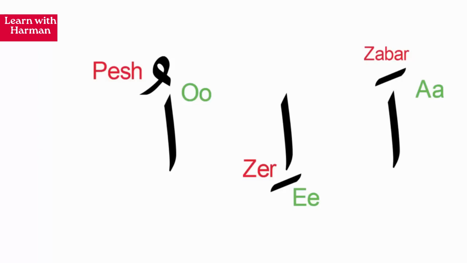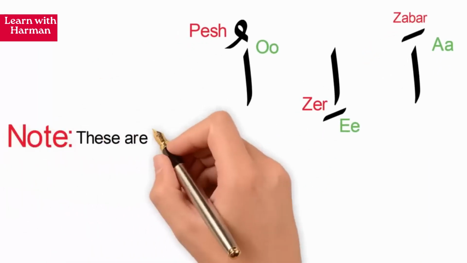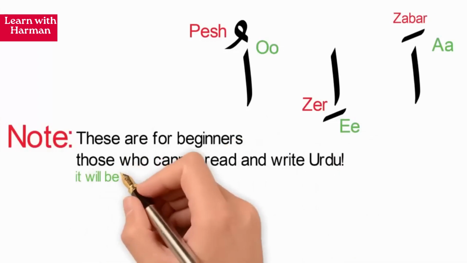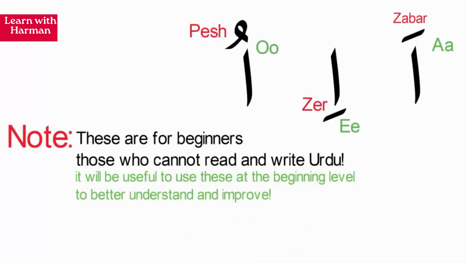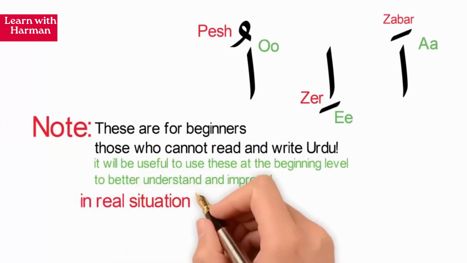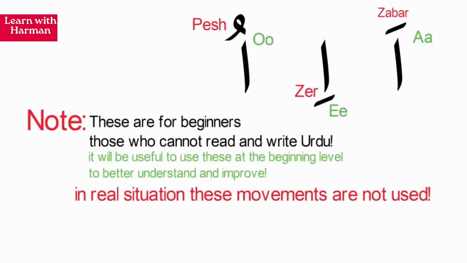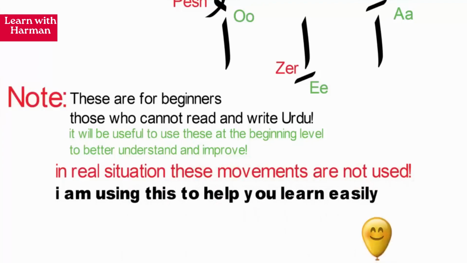Note, this is only for beginners, and for those who cannot read Urdu sentences, it will be very useful to use these harakat. But in real Urdu books and sentences, the harakat, which means movements, are not used. It's just for the purpose of teaching beginners. Okay? So let's get started.